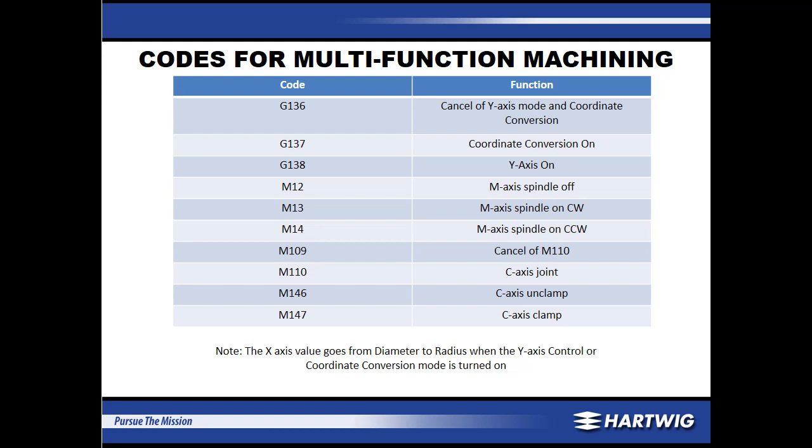If you're doing some heavy milling in one specific orientation or drilling on the outside of a part and you don't want the part to roll maybe a little bit if the C-axis is only being held by the servo motor, you can also clamp the C-axis with M147 and unclamp the C-axis with M146.